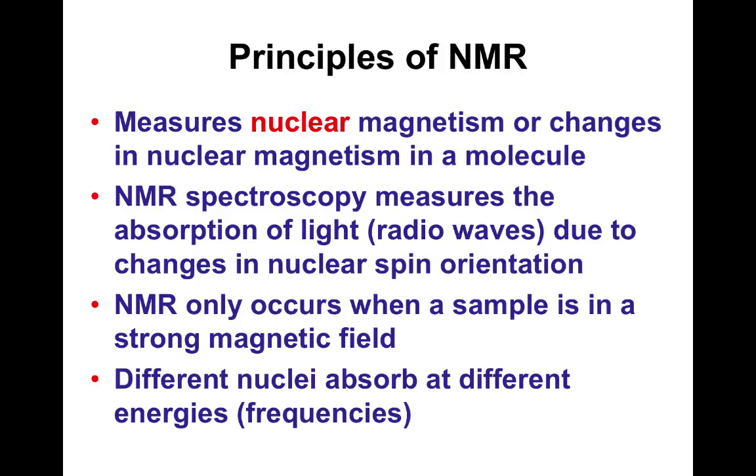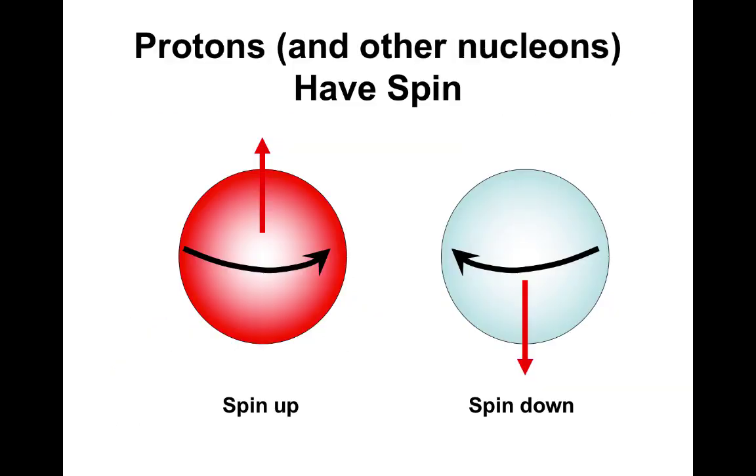NMR is not radioactive. The N for nuclear comes from nuclear magnetism, which is the magnetism of protons. It's spectroscopy, so it's essentially a non-destructive technique. It sends in radio waves. You can only get the NMR phenomena to occur under strong, very strong magnetic fields. Basically, the magnet has to be strong enough to lift a city bus. The nuclei absorb at different energies or frequencies.